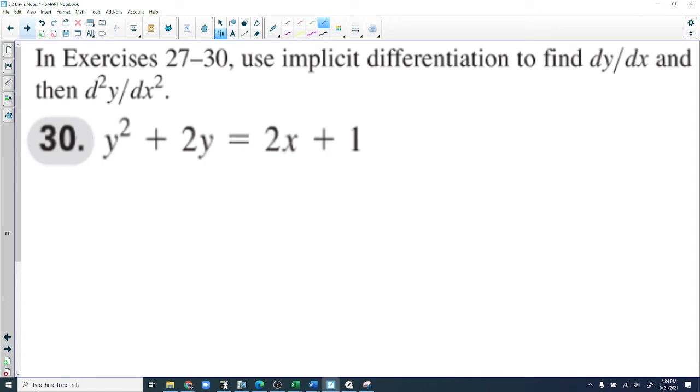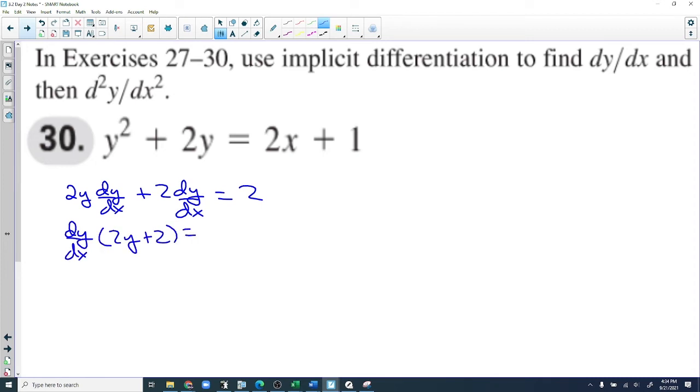Exercise 27 to 30, use implicit differentiation to find the first and second derivatives. So we have the first derivative, 2y dy/dx plus 2 dy/dx is equal to 2. Let's factor out the dy/dx, and that's (2y plus 2) is equal to 2, and then divide. So dy/dx is 1 over (y plus 1), because we can factor out the 2 in the denominator and then cancel with the 2 on top.